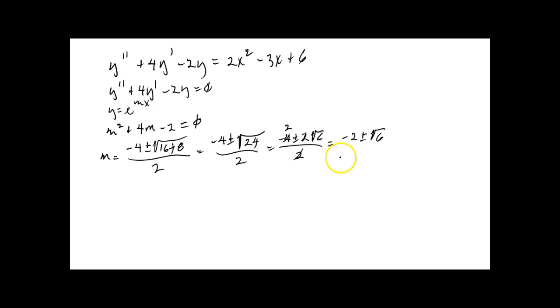So basically, let's write this as m1 is equal to minus 2 plus root 6, and m2 is minus 2 minus root 6. Okay? So what will that give us as our solution? Our characteristic solution will be C1 e to the minus 2 plus root 6 x plus C2 e to the minus 2 minus root 6 x. Those are the two.